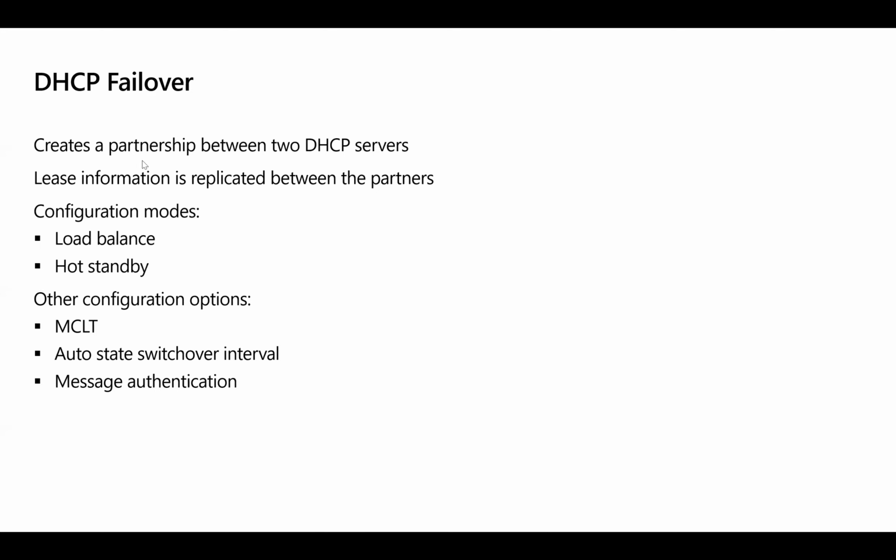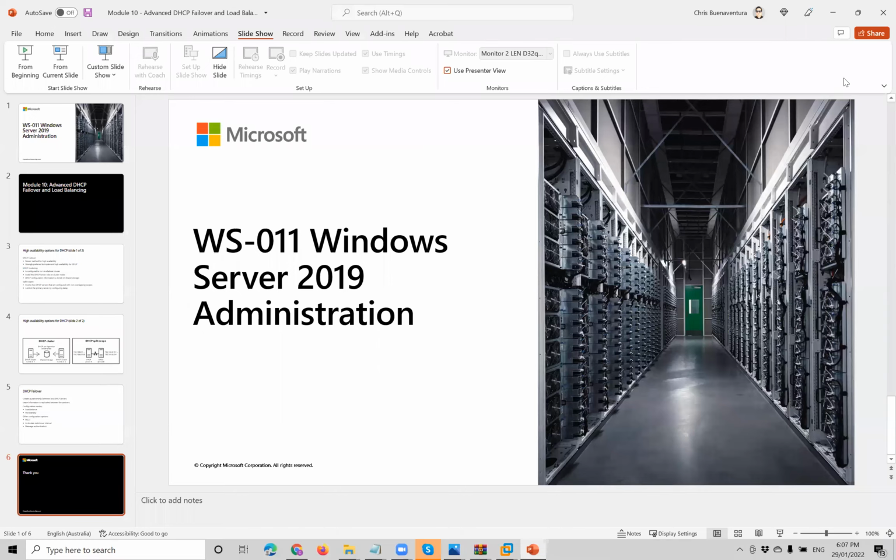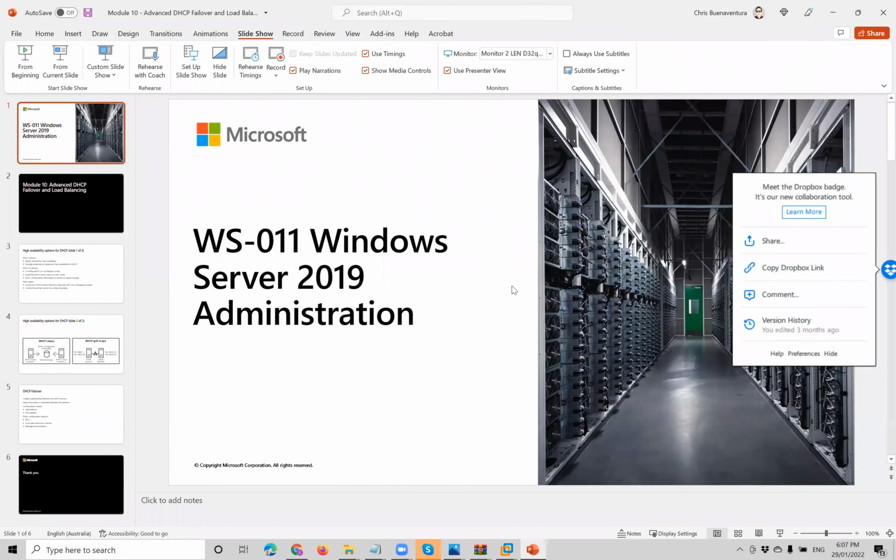Okay, sa DHCP failover, it will create a partnership between server 1 and server 2. And then lease information will be replicated sa partner. And you can configure load balancing or hot standby on 2 different occasions. Hindi pwedeng sabay. Okay? Other config, there's a maximum client lead time, meaning how long before mag-failover. And auto state switchover, kailan babalik? When will it go back to the original server? And then we're going to be using a password for message authentication. Okay, thank you. So I'm going to make a demonstration for project number 10.